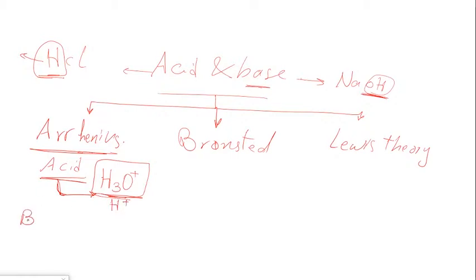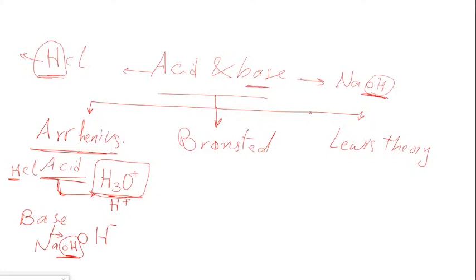For base, in case of Arrhenius, it is the substance that has the ability to produce hydroxyl ion. Example for that, like we said before, HCl, which has the ability to give off a proton, and the base is NaOH, which can give off the hydroxyl group, the OH.